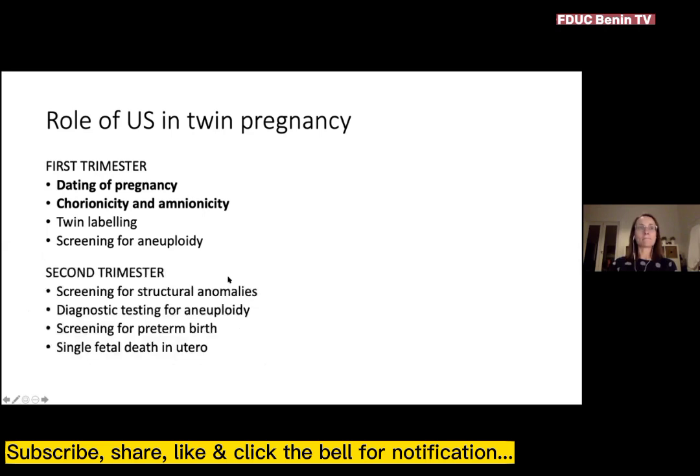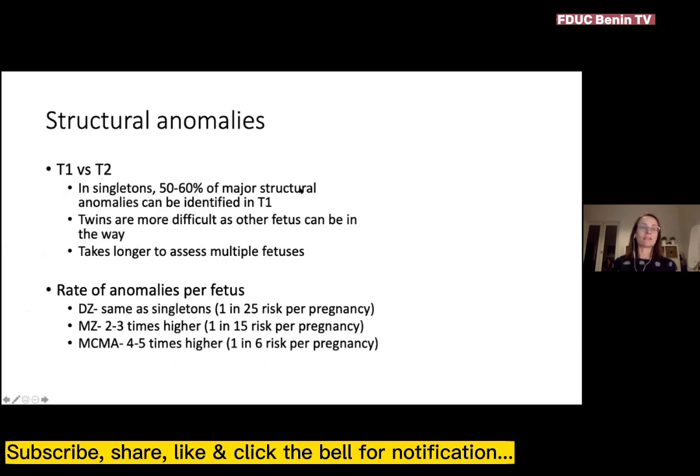chorionicity. So moving on to the second trimester now, the most common use of ultrasound in twin pregnancy in the second trimester is assessing for structural anomalies. You can actually do that in the first trimester, which I'm sure you know. In singletons, we can pick up at least half of major structural abnormalities in the first trimester, and I don't have the figure for twin pregnancies, but they're more difficult to scan, so it's probably a slightly lower pickup rate in the first trimester. But in any case, we would always reassess the anatomy in the second trimester when we are able to pick up more structural abnormalities.